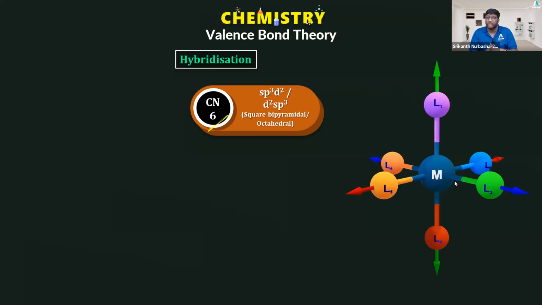Generally, in our 12th standard, we will be looking at complexes of octahedral, tetrahedral, and square planar shapes. Coordination number 4 and 6 complexes are studied in detail. In coordination number 6, whether sp3d2 or d2sp3, we have octahedral. In coordination number 4, sp3 or dsp2, that is tetrahedral or square planar, these complexes are studied in detail.